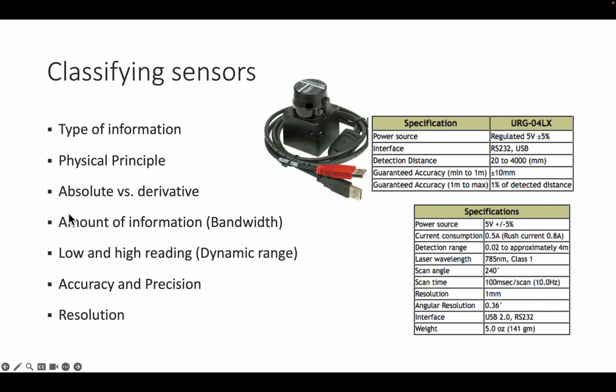We've also already talked about absolute versus derivative. This is very important. A laser scanner is an absolute measurement of distance. It's not a derivative one. We have something we didn't talk about, which is the amount of information that the sensor provides, or the bandwidth, the frequency at which it can give you this information. There is a fancy word called dynamic range, which is the ratio between the low and high reading, usually expressed in decibels. And very important are the accuracy, precision, and resolution.